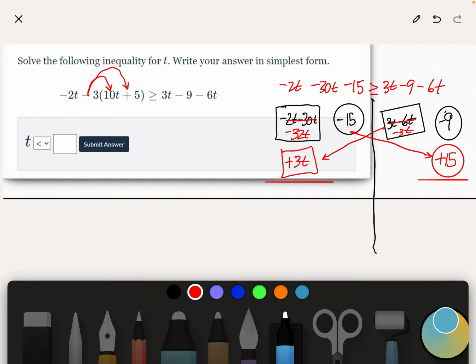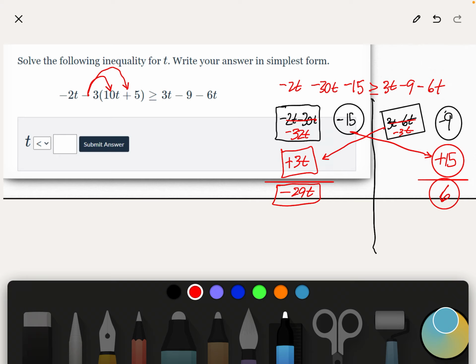So now a negative 32t plus 3t is going to be a negative 29t. Put that in a box. And then I've got a negative 9 plus 15. That's going to be a positive 6. I'm going to put that in a circle.